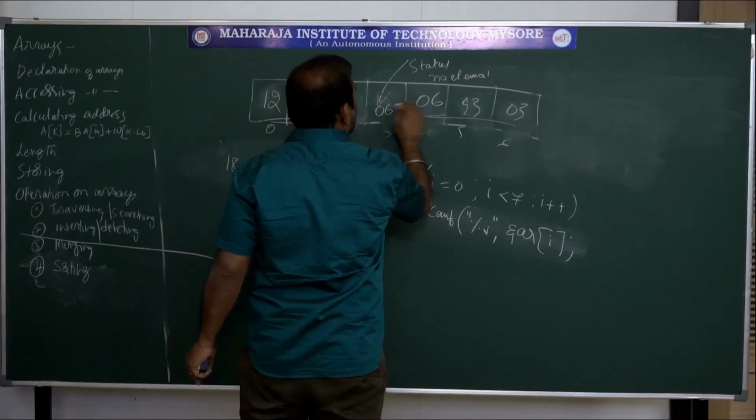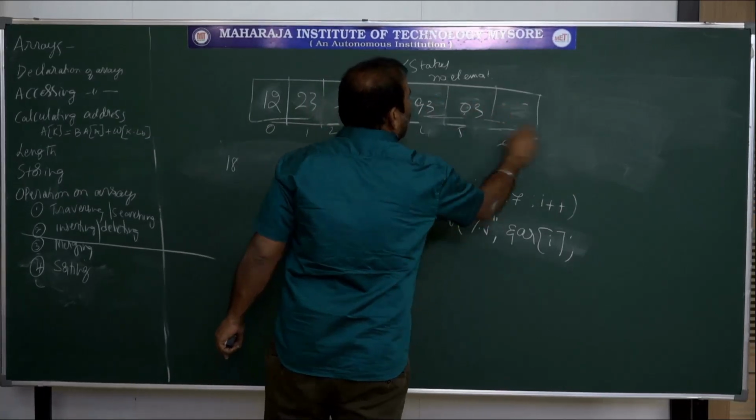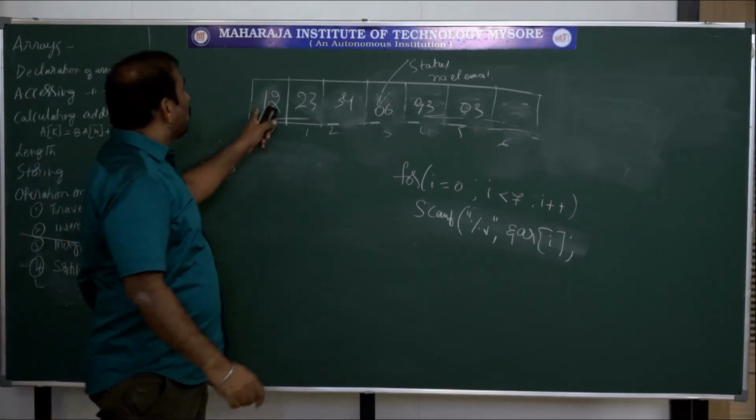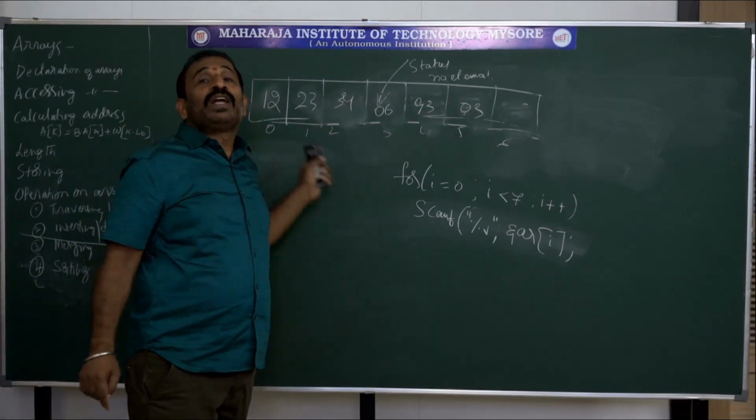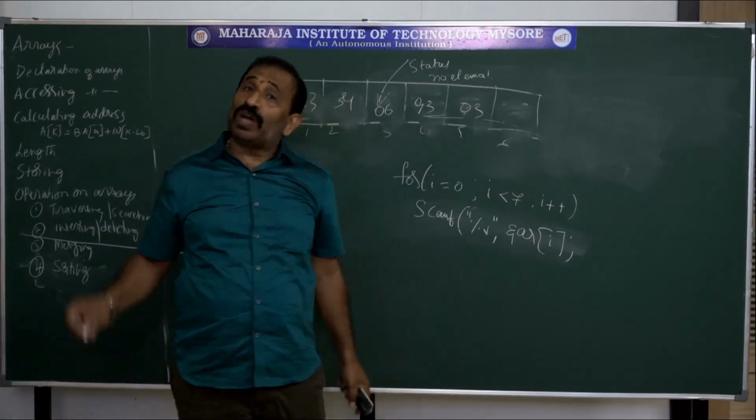This becomes 06, this becomes 93, this becomes 03, and this is becoming empty. Now, what is the length of the array? Length of the array is 6. It is not 7 now. It is 6. One element is vacant. Here there is a vacant. This is one of the possibilities.